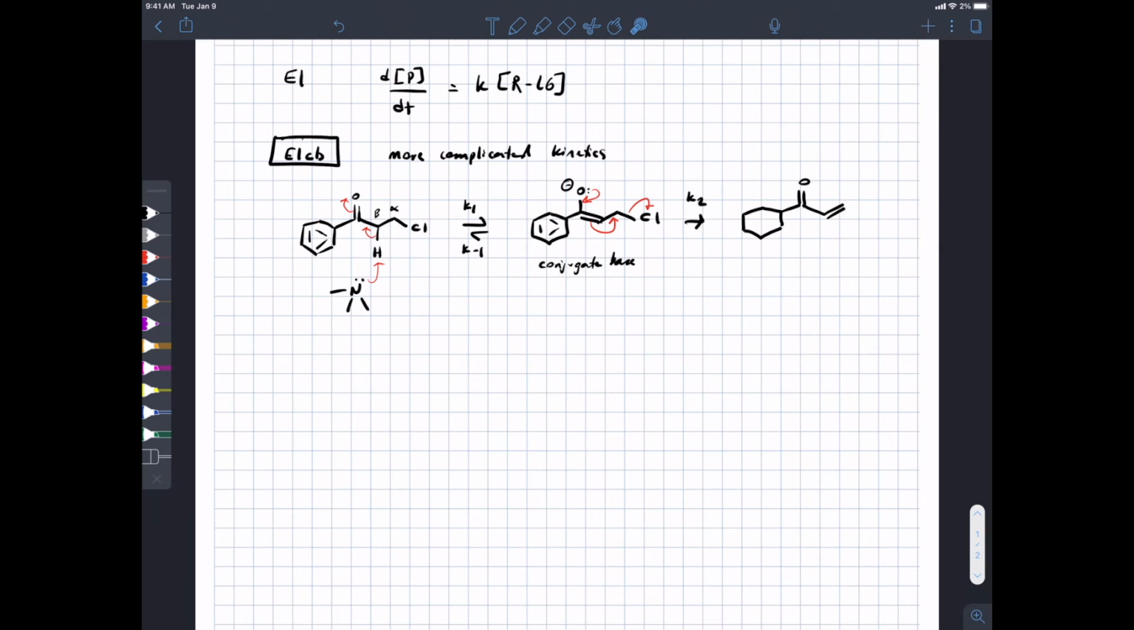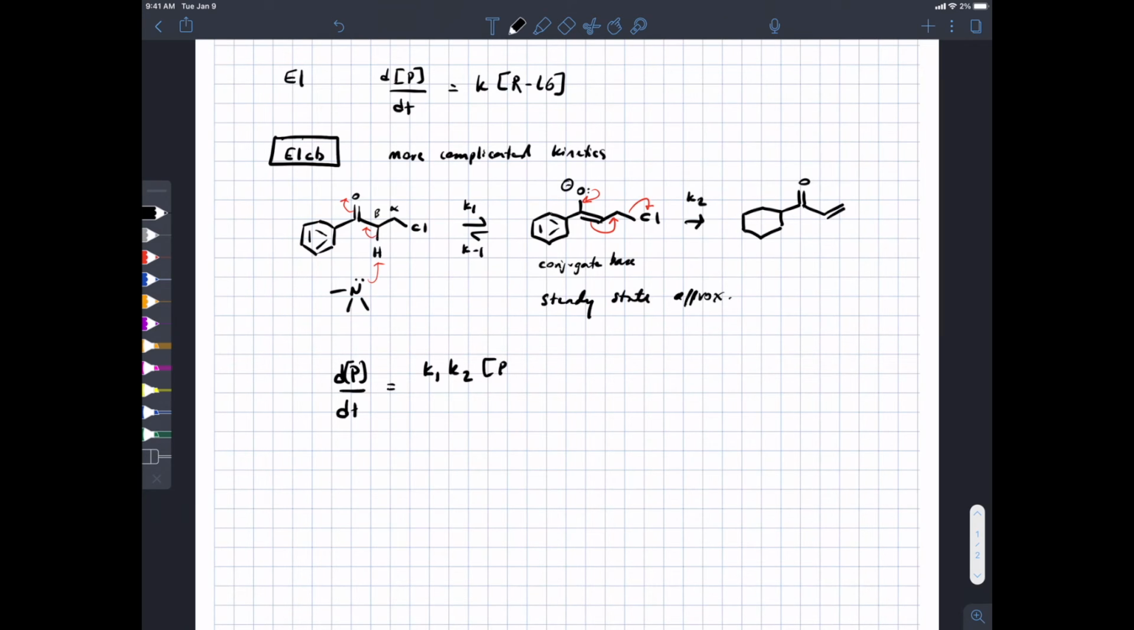And we can write a rate law that accounts for all of those possibilities by doing the steady state approximation on the conjugate base. That is, we're going to say that its concentration doesn't change over the course of the reaction, and we'll set the rate of change of this conjugate base intermediate equal to 0 and follow that through. And if you do that, you come up with the following expression, and we don't need to derive that now. You can go back and convince yourself that this is the case.